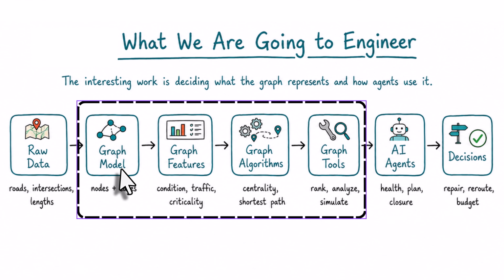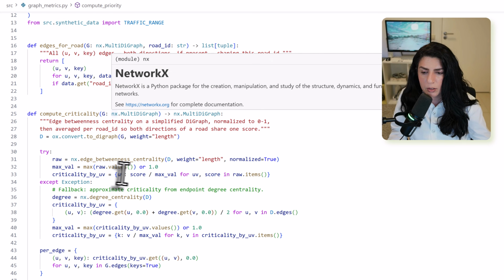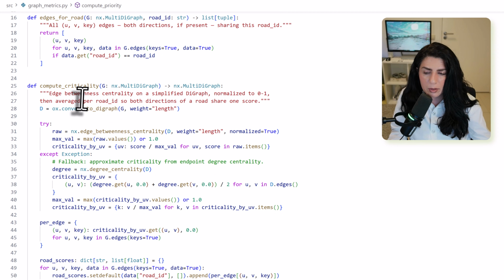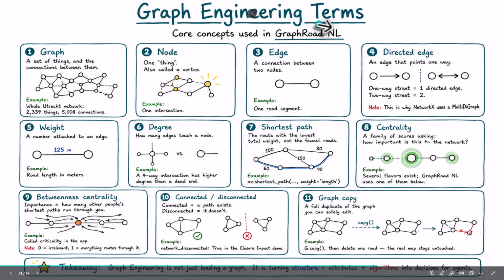So we've got our graph model and we built some graph features. We now need some graph algorithms. In the code, we have this priority weight, how critical an edge is, the edge betweenness. I can imagine that needs a little bit of explanation, so let me show you. These are all of the core concepts of using a road graph.